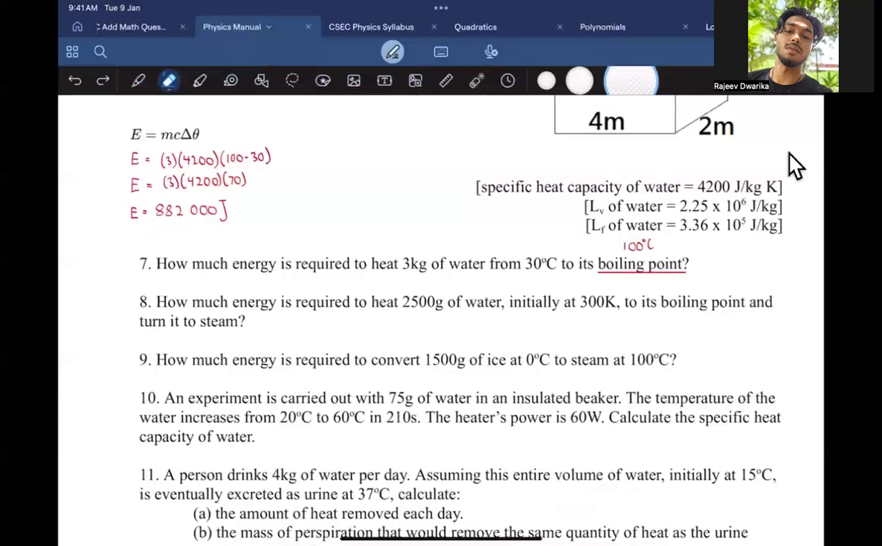So guys, look at the main points. Look at the advice I gave you just now when you're using E is equal to mc delta theta. Please pay attention to it. By the way, let me just remove something from this question. Don't worry about this part. Just find how much energy you need to heat the water to boiling point.